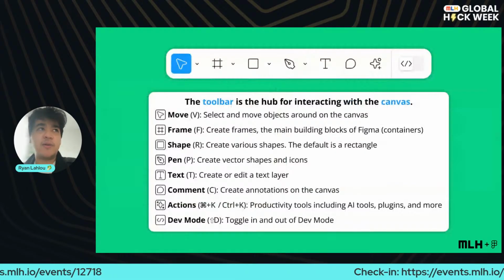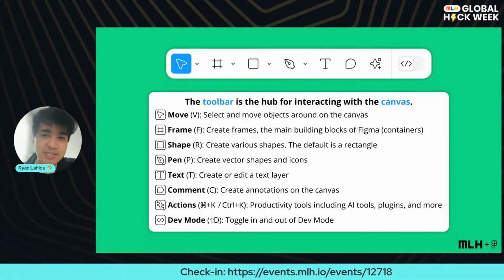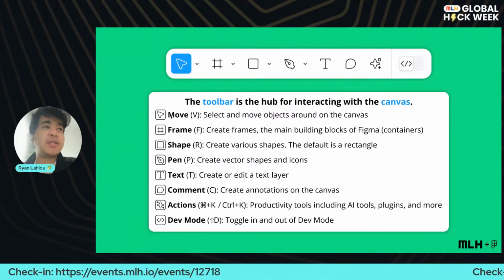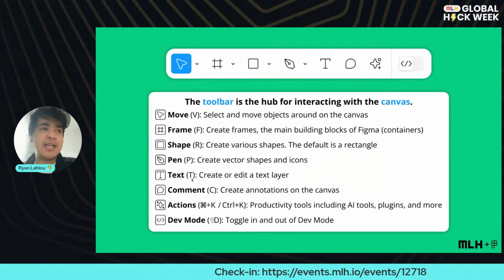Next is the toolbar. The toolbar has quite a bit to it, and it actually changed pretty recently after Figma Config, Figma's conference. But the main ones we'll be using today are Move with the V button, F for frame, R for shape, and T for text.